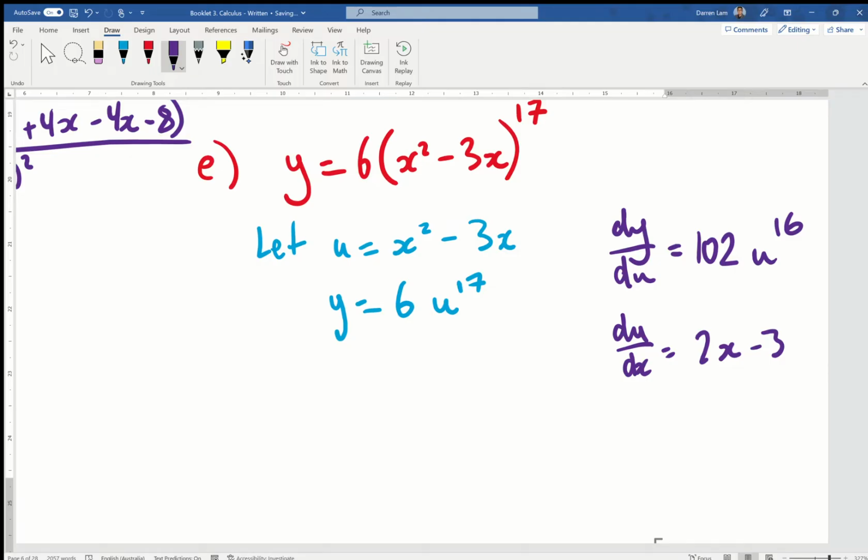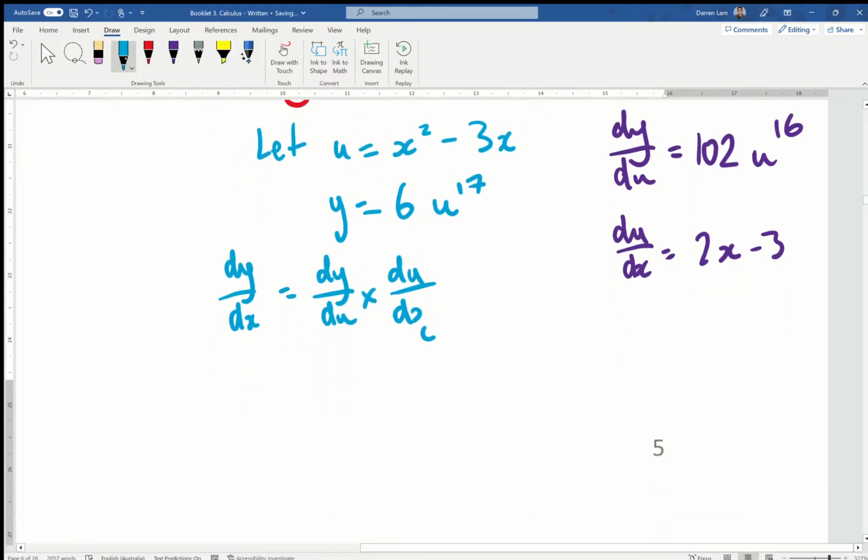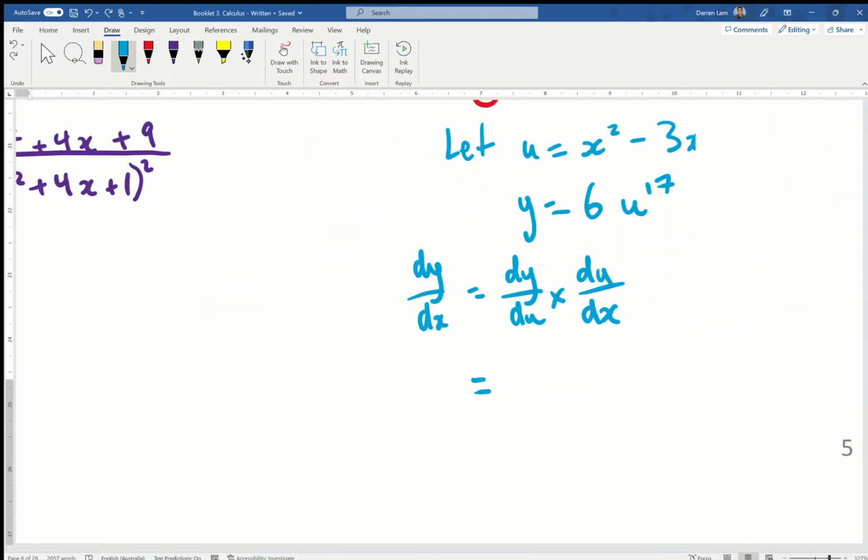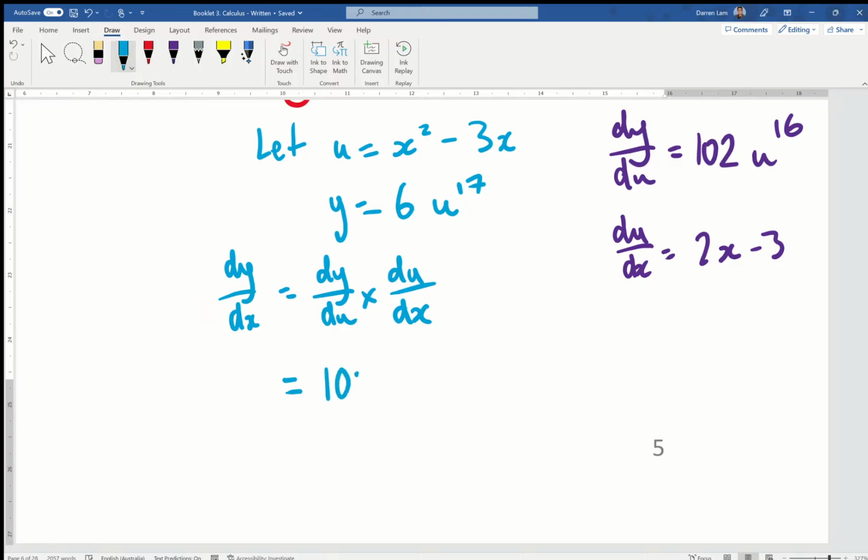Well, let's apply a formula. Our formula is dy dx. You don't have to write this part, I'm just rewriting it. Dy du times du dx. And then we can then substitute our variables. So dy du we've said is, according to our function from above, 102 u to the power 16. Multiply that by the du dx, which we said is 2x minus 3. Don't forget your brackets.